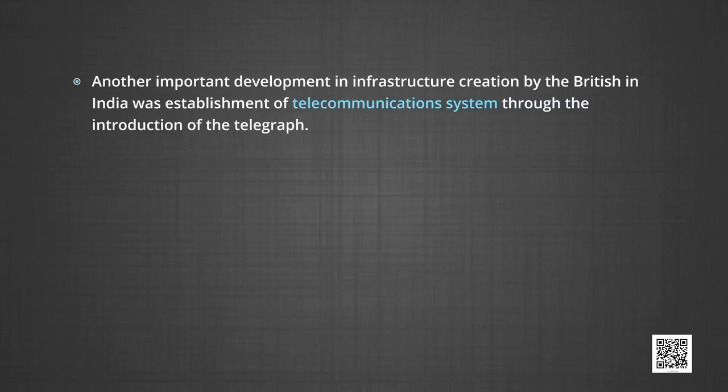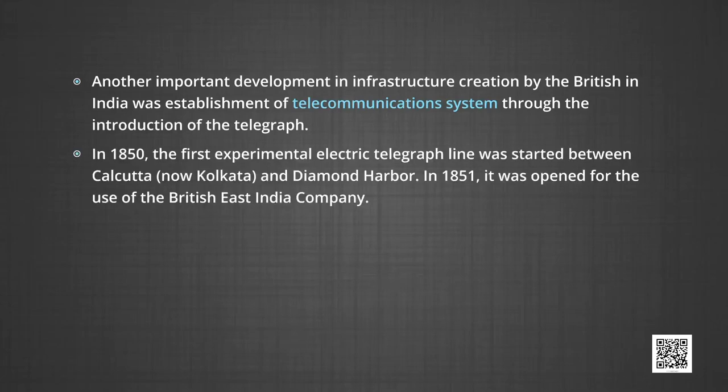Another important development in the infrastructure creation by the British in India was establishment of telecommunication system through the introduction of the telegraph. In 1850, the first experimental electric telegraph line was started between Calcutta, now Kolkata, and Diamond Harbour. In 1851, it was opened for the use of the British East India Company.